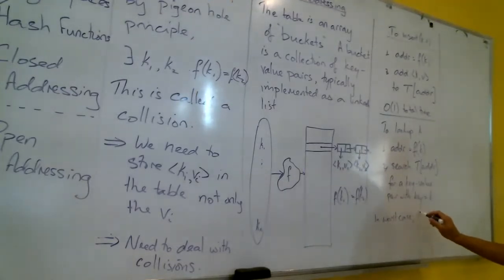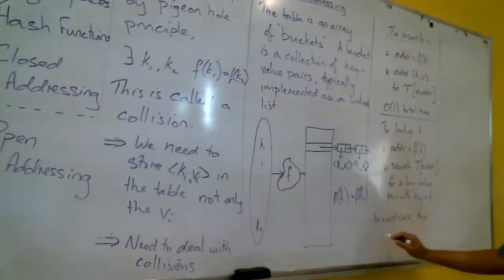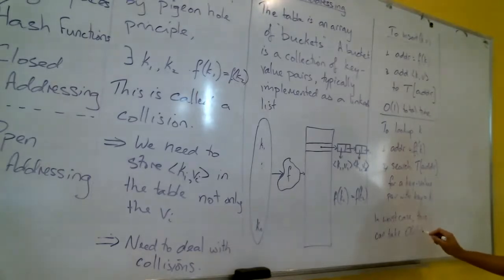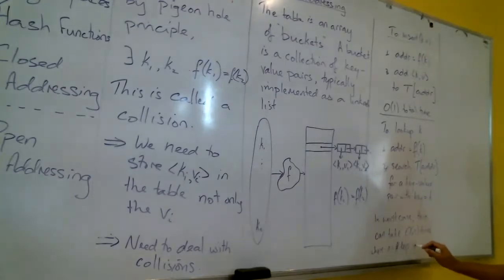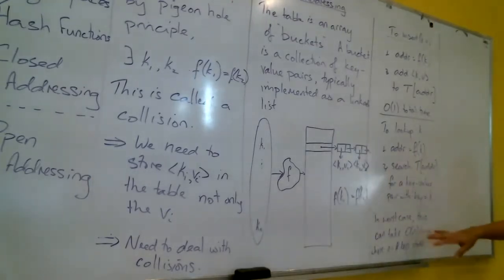this takes order n, where n is equal to the number of keys stored. And of course, in the worst case, in this context, all the keys would have had to collide.